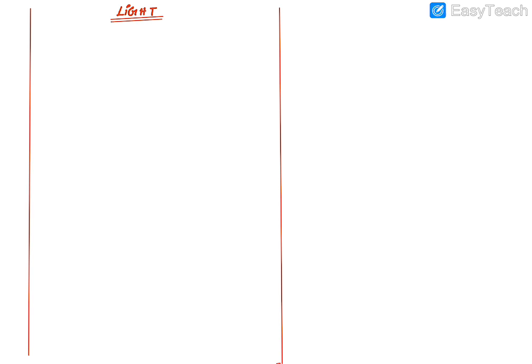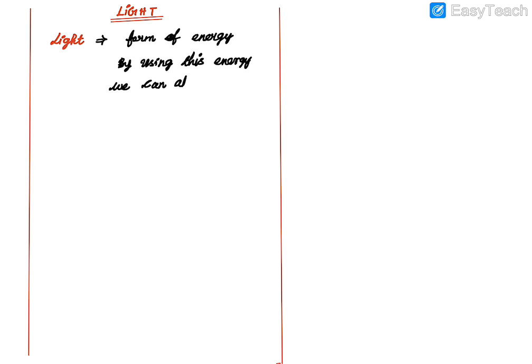What is meant by light? Light is a form of energy, and by using this energy we can see. One thing you have to know: it is a kind of energy, and by using this energy we can see. That is an important topic. The organ useful for seeing different things is the eye.